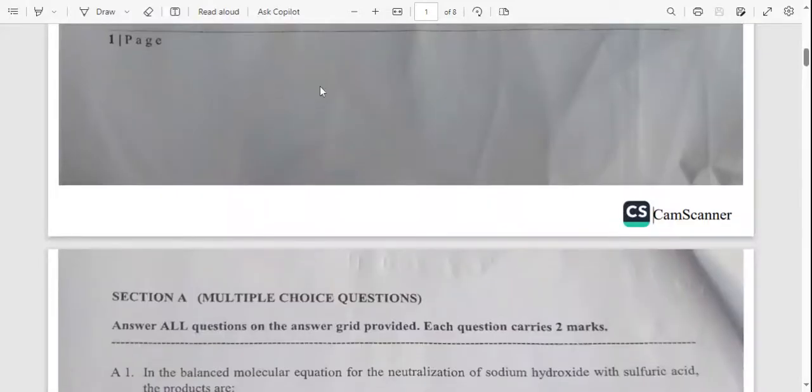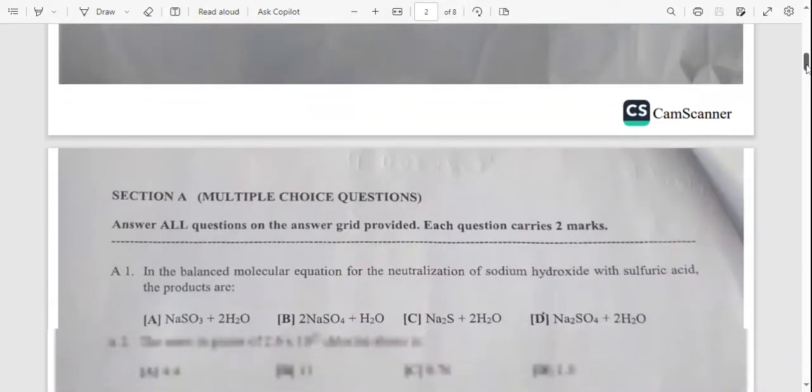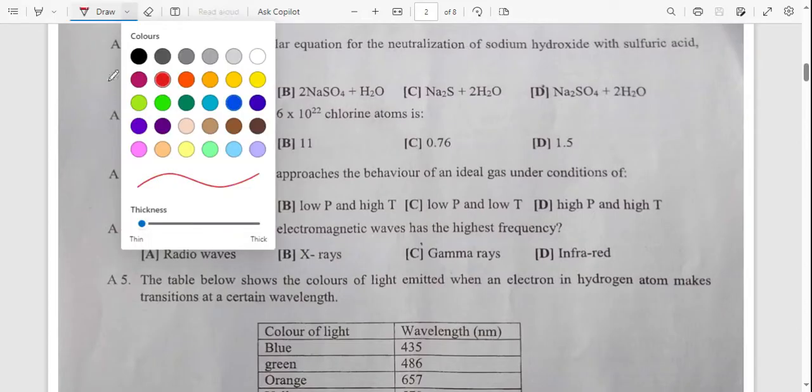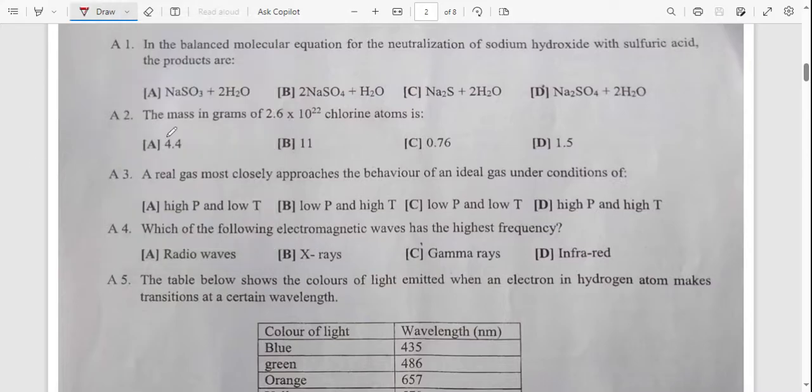So to start with, we'll start with the MCQs. Number 1, in the balanced molecular equation for the neutralization of sodium hydroxide with sulfuric acid, the products are, we've already been given the reactants. All we need to know is how to write their chemical formulas.